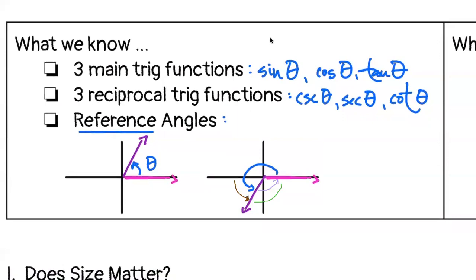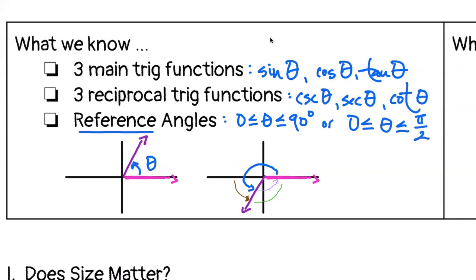But one of the things that we do want to note about reference angles is that a reference angle has to be between 0 and 90 degrees, okay? We could also say that means it has to be between 0 and what's the radian equivalent of 90 degrees? No, it is not pi. Pi over 2, there we go. Remember, half the circle is pi. So then a quarter circle, which is 90 degrees, is going to be pi over 2, okay?